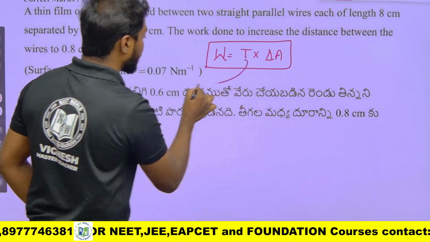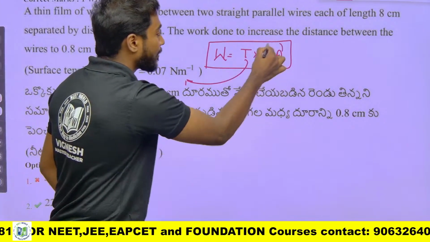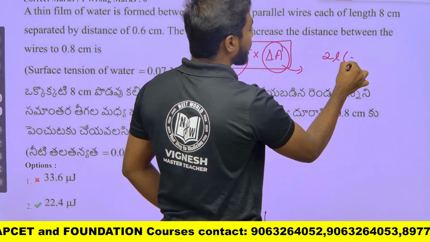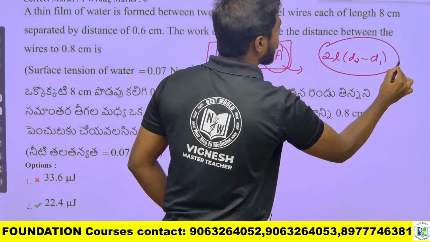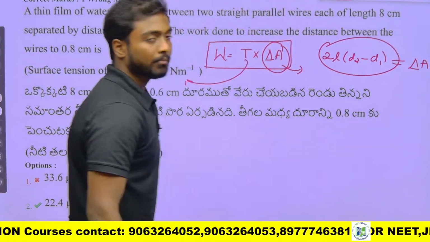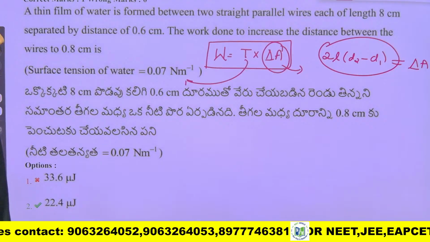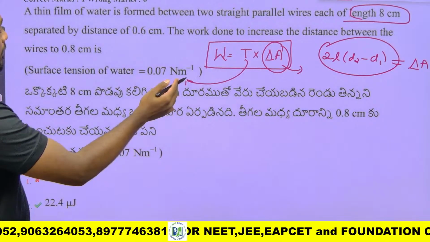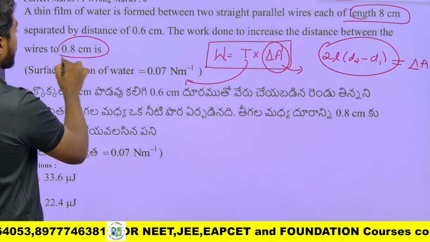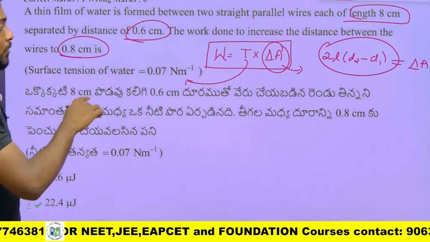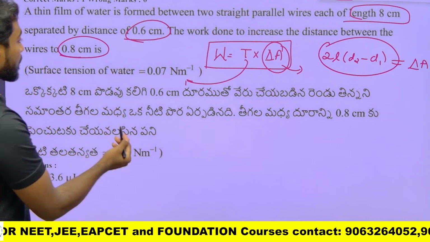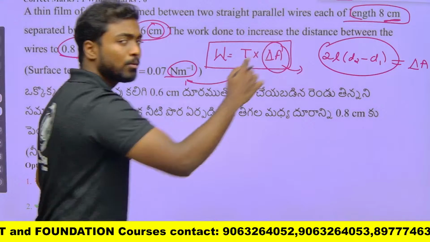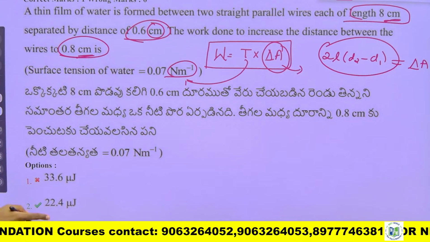Now we know that tension is given. What about the area? How to find that area? So easily we can find. 2L (d2 minus d1). This is the formula for change in area. So what is L? L is given as 8 centimeter, and d2 and d1, the distances, are given. This is in Newton per meter, this is in centimeter, this is also in centimeter. Change it to meter, and you will get the answer.